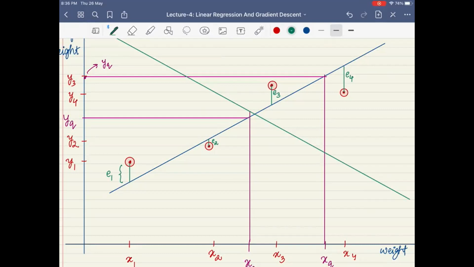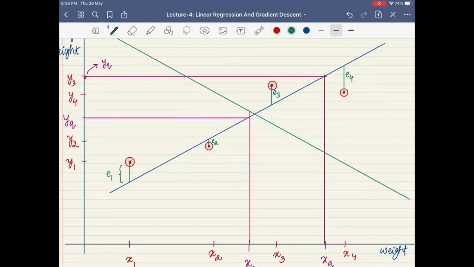I don't want to make errors. I don't want to make mistakes. So I'd like my error to be low. But which error? Would I like E1 to be low or E2 to be low or E3 to be low or E4 to be low? Which one should I make low? Or should I make E1 and E2 low and not care about E3 and E4?